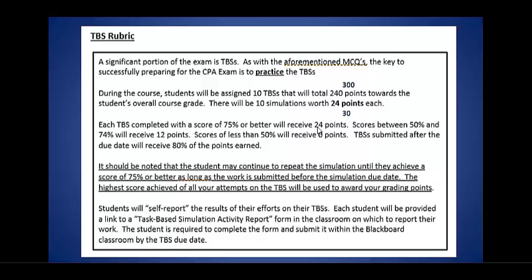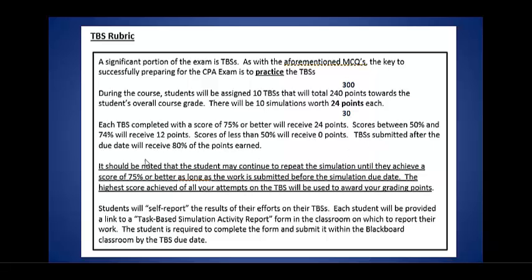In the case of MACC 530, if you're in MACC 570, it'll be 30 points. Final scores submitted between 50% and 74% will receive 12 points for MACC 530. In the case of MACC 570, it'll be 15 points. Scores of less than 50% will receive 0 points. In other words, you don't get any credit for completing that particular TBS.